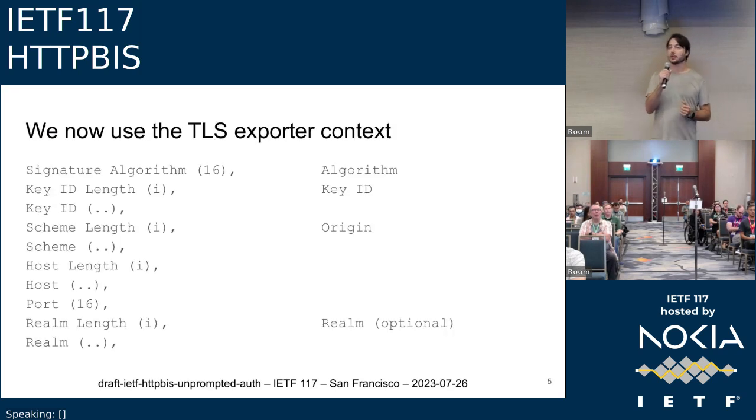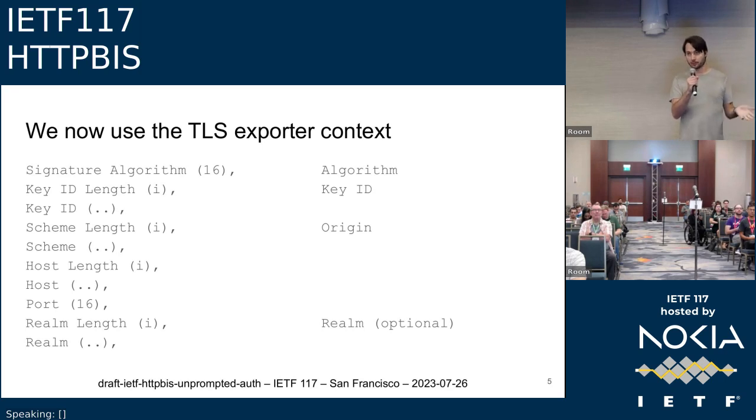So the TLS keying exporter is a construction from underlying TLS, and one of its properties is you can pass it a context. Think of it like some extra data that you feed in that gets hashed with the TLS master secret to generate the key material output from the exporter. So we decided to put everything we could think of in there, because more things covered by the signature equals better, as I'm told by the cryptographers. So what we landed on was which signature algorithm we're using, the key ID, which is kind of the key into the server's database of public keys, and the origin, so scheme, host, and port.